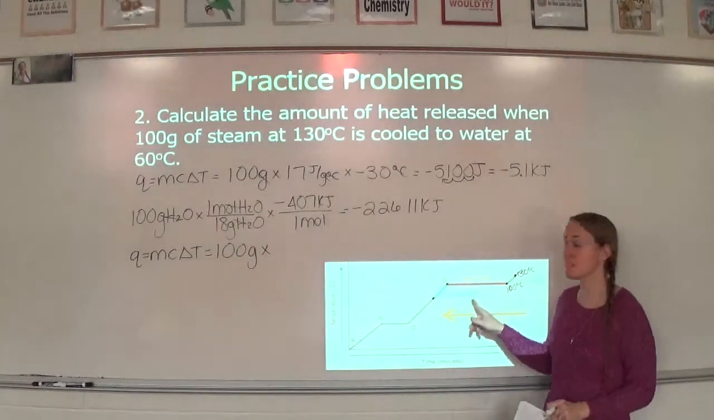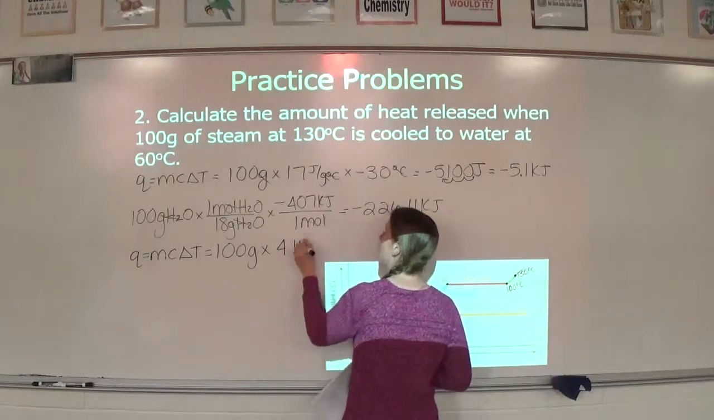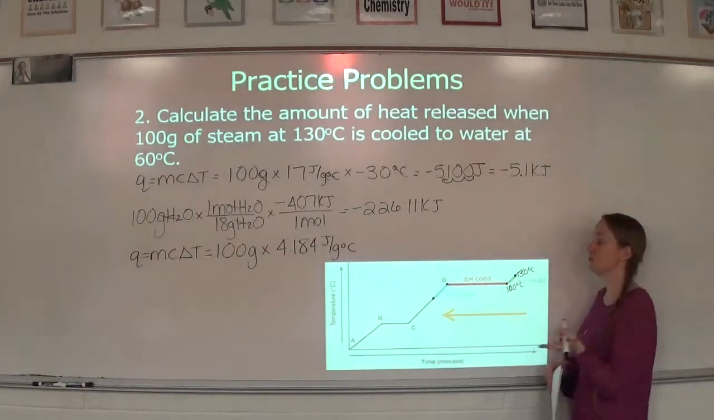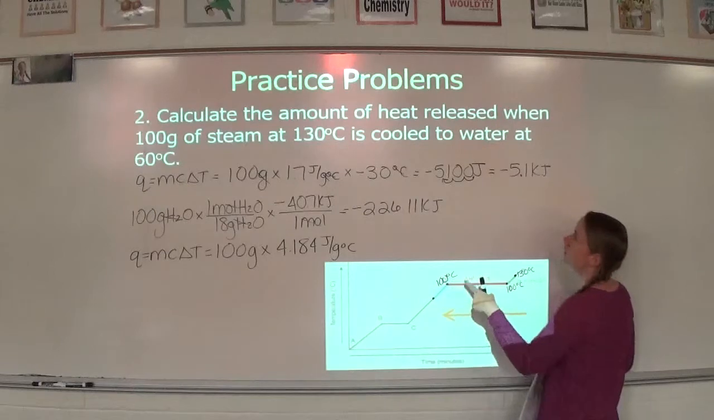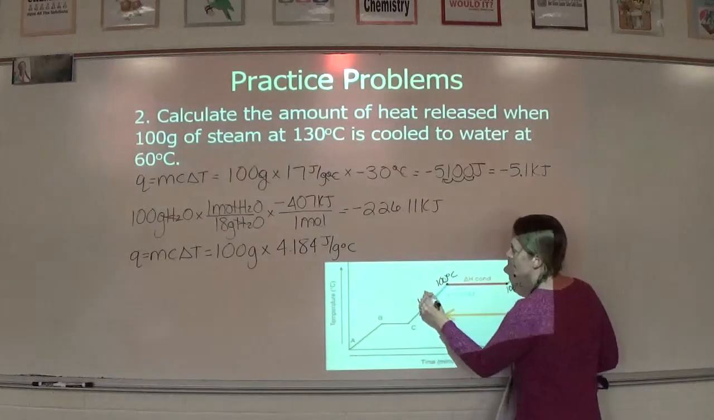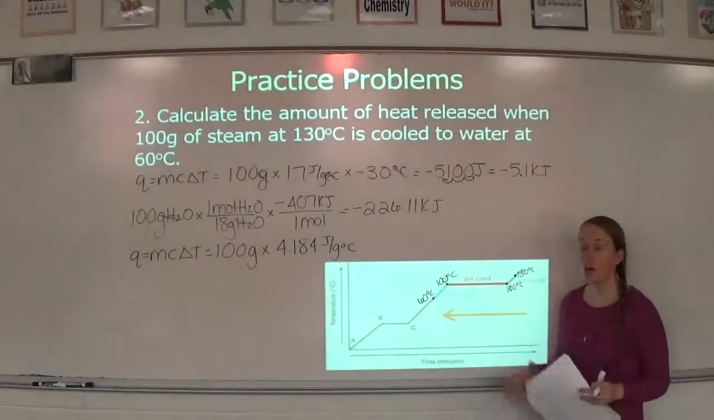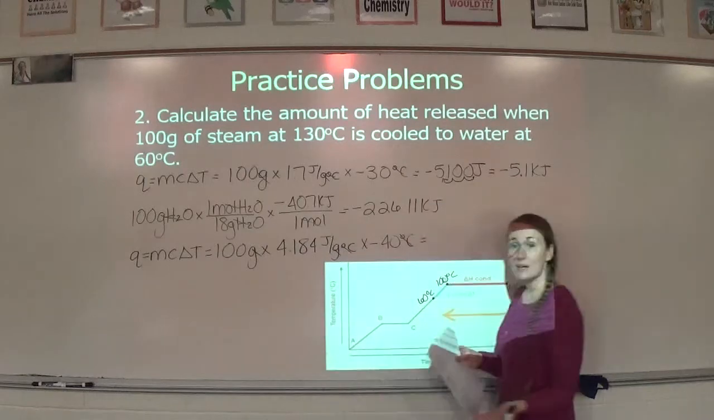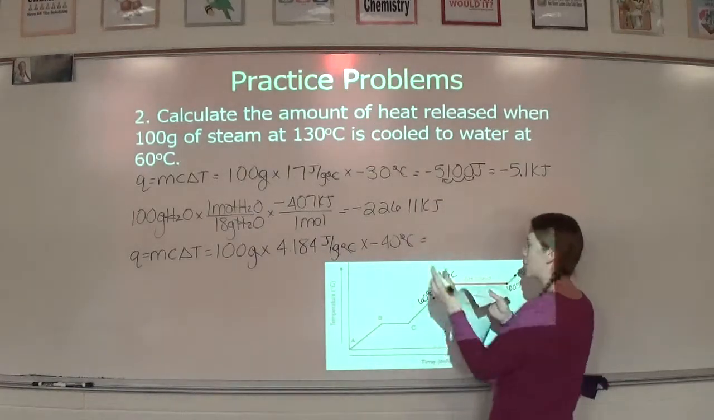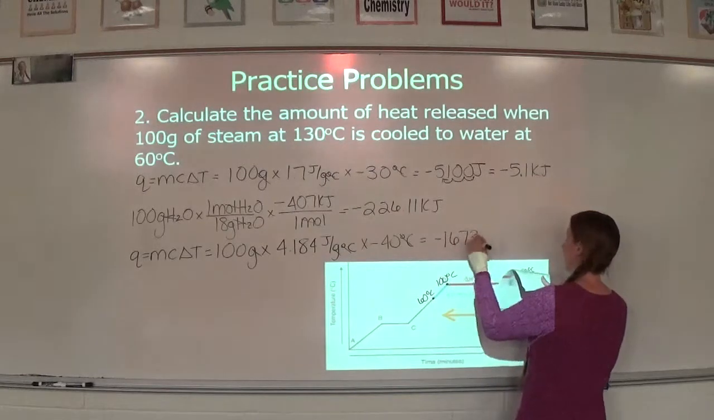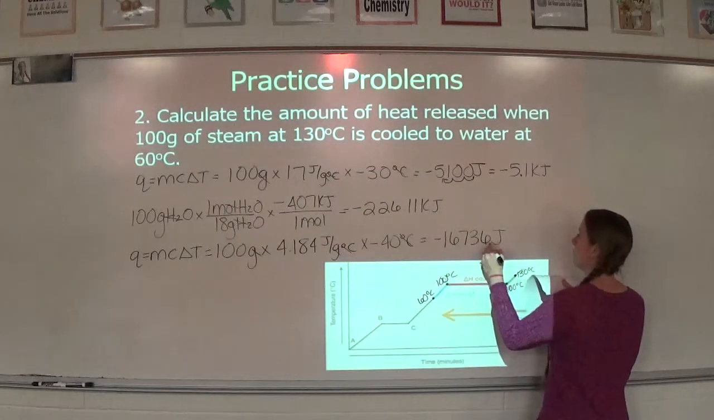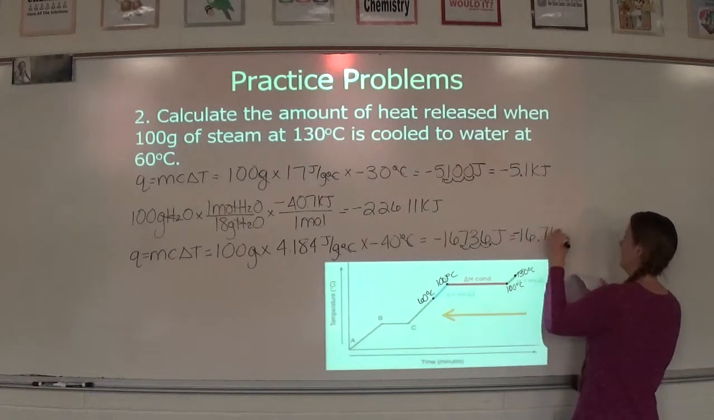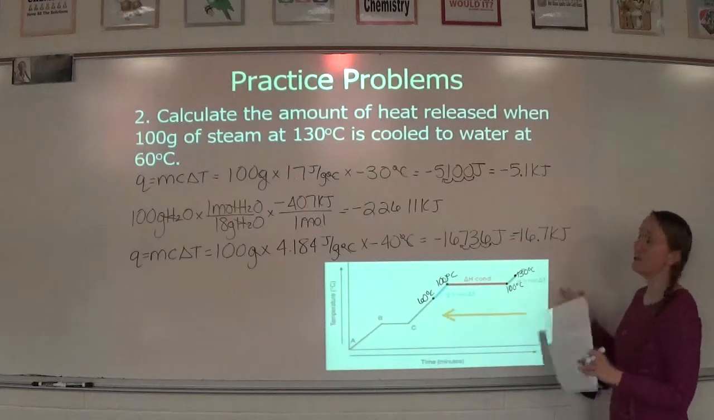I'm talking about liquid water, so my specific heat is going to be 4.184 joules per gram degrees Celsius, because we're no longer talking about steam. Now let's figure out what this temperature change is. Well, we're going to start at 100. We're cooling it down to 60. So 60 minus 100 is a negative 40 degree temperature change. So grams and Celsius cancel, and when I solved, I got negative 16,736 joules, which of course I then changed to negative 16.7 kilojoules.